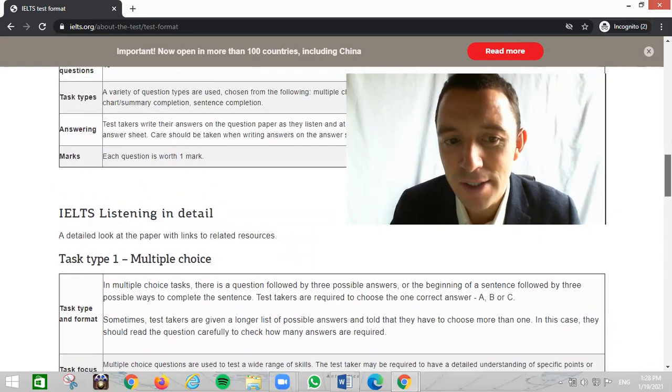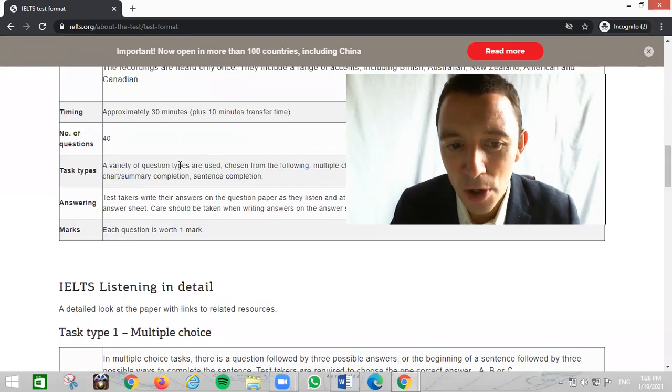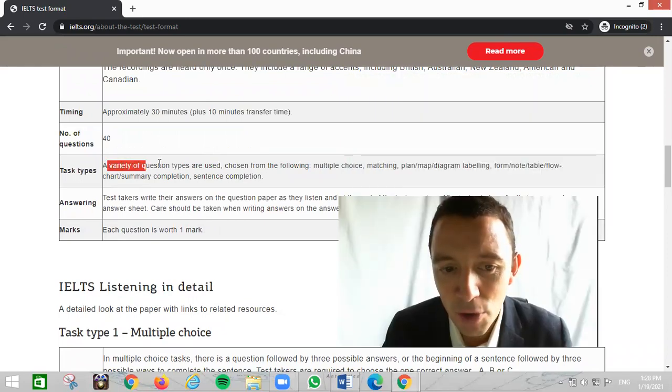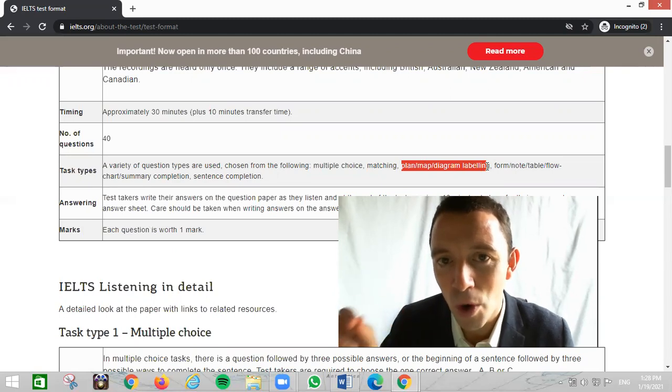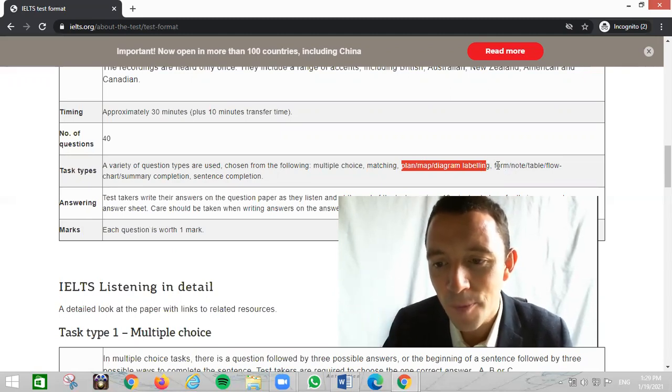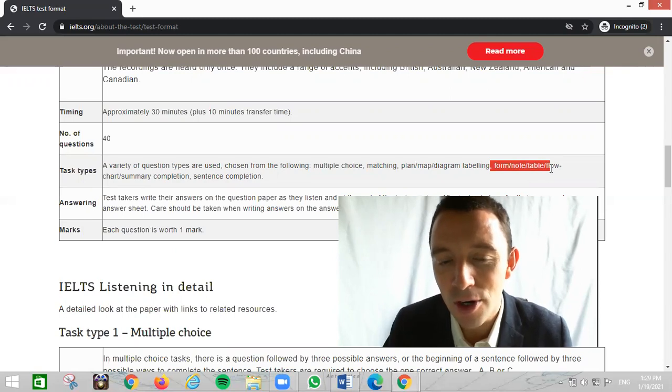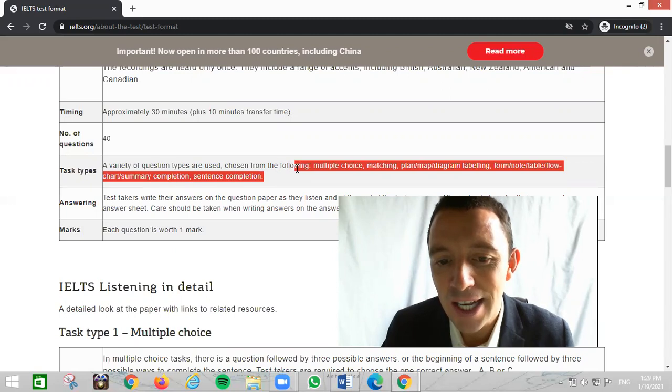Okay, so I'll show you here that the key part is here. A variety of question types are used, chosen from the following list. Okay, so we have the possibility of multiple choice, matching, a plan, a map, or a diagram label. So you have to put the correct word on the label of the diagram. Form, a note, a table, or a flowchart summary, completion, or sentence completion. So they are the list of possible activities that you have to do.